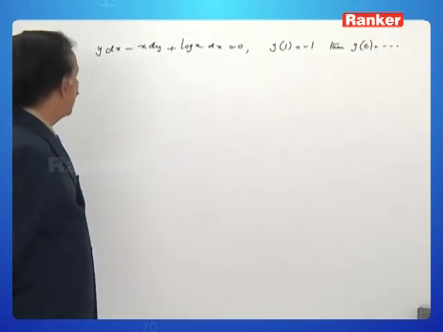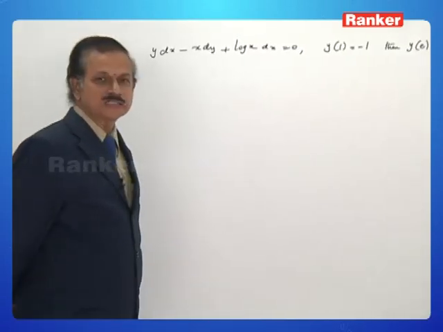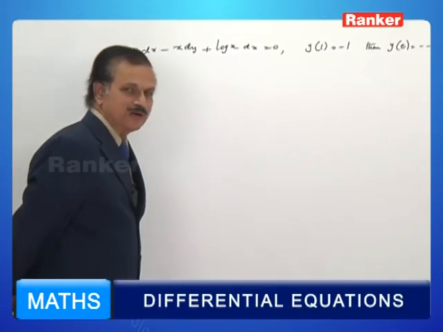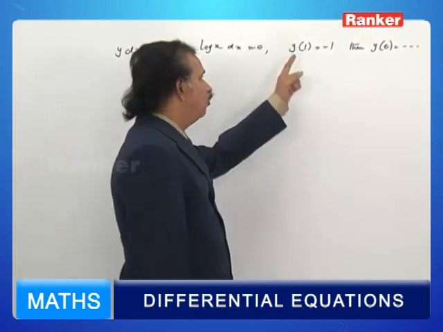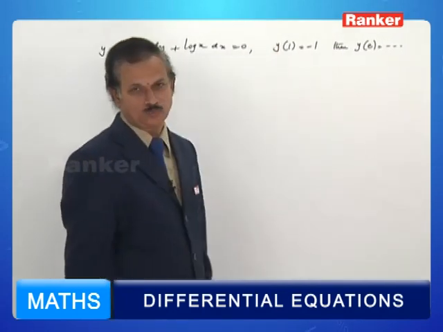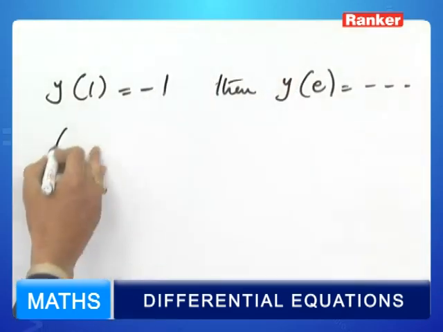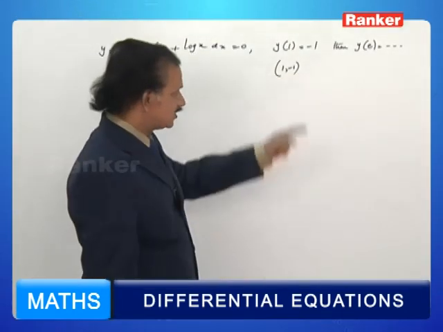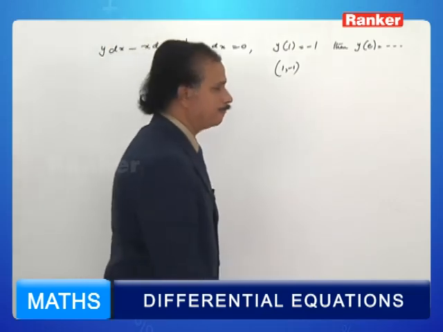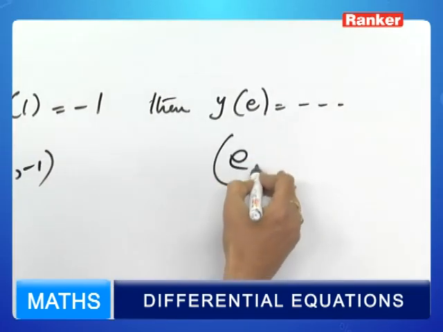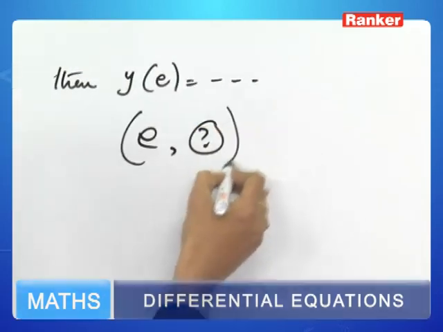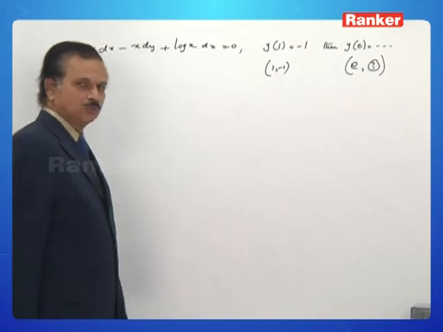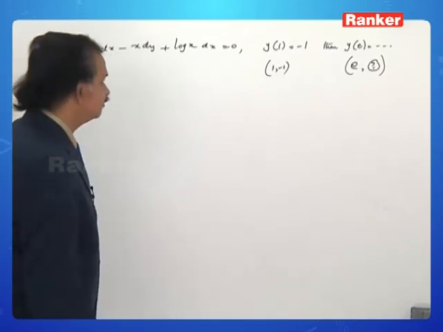Consider the problem. y dx minus x dy plus log x dx is equal to 0 is given. Moreover, y of 1 is minus 1. What does it mean? When x is 1, y is minus 1. That is, a point on the curve is (1, minus 1). And we are asked to have y at e. That is, it passes through the point (e, what is the y coordinate?) That is required. It is also another example of a simple problem.